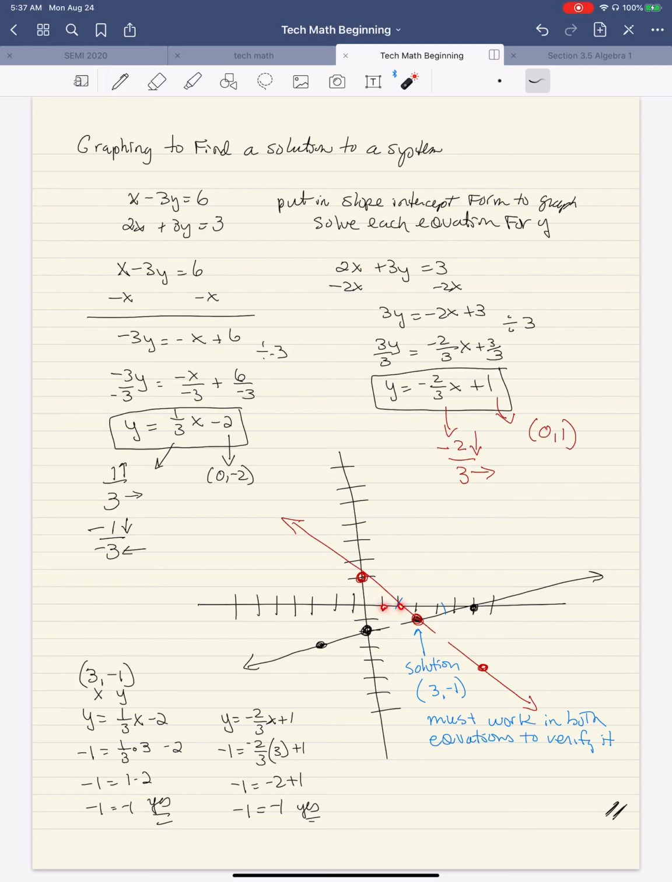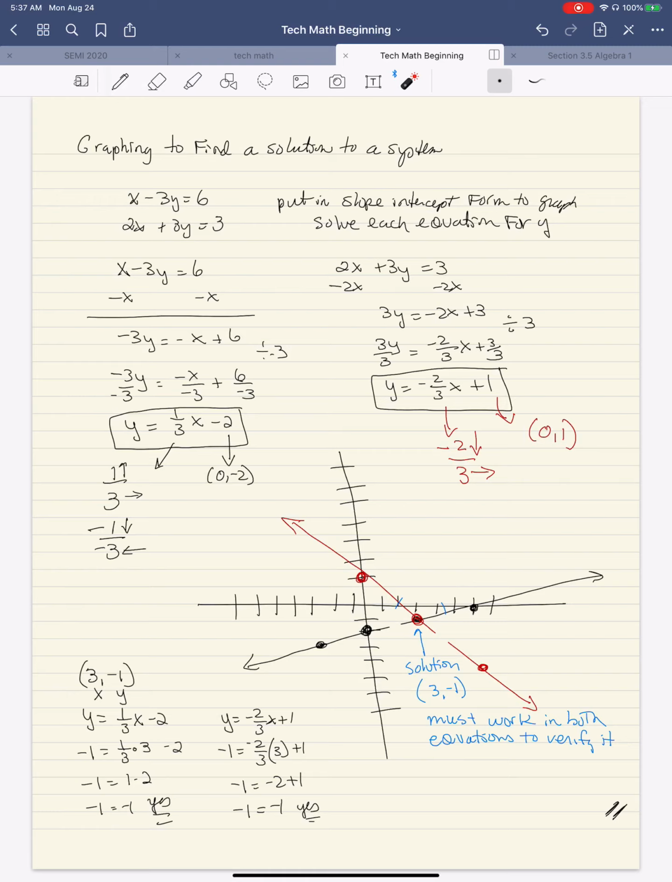And luckily, it is easy to see what it is. Over 3, down 1. So the ordered pair is 3, minus 1. If you wanted to verify it to make sure that it was true, it must work in both equations. So that's what I did over here. I took both of the equations, y equals 1/3 x minus 2, and I plugged in 3 for x, minus 1 for y. So minus 1 equals 1/3 times 3 minus 2. 1/3 times 3 is 3 over 1, so that's a 1. Does minus 1 equal 1 minus 2? 1 minus 2 equals minus 1, yes.